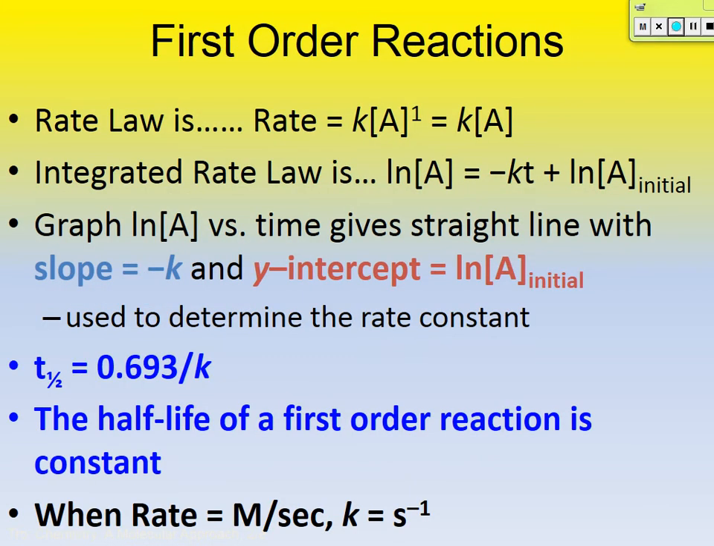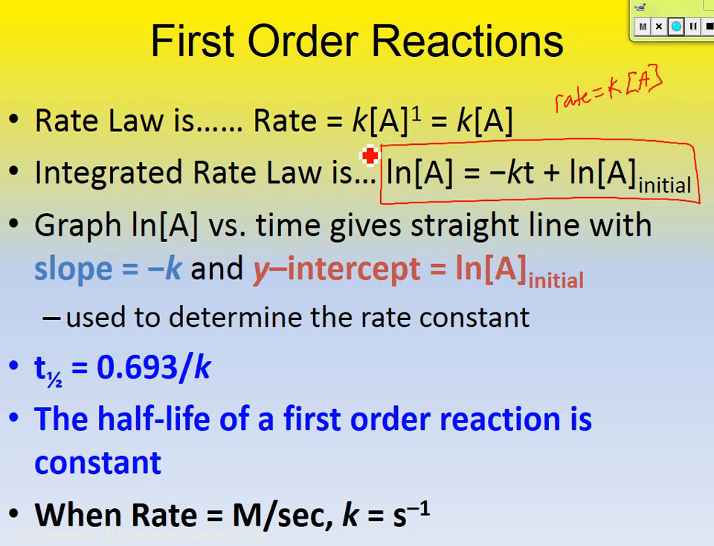Okay, now let's look at the same thing, but for a first order reaction. So we know the rate law of a first order reaction. Rate is equal to k times the concentration of A raised to the first power. Now chemists don't write the 1 here. So your rate is equal to k times the concentration of A. That's your rate law. Now if you use calculus and take the integral of this equation, what you get is the integrated rate law.